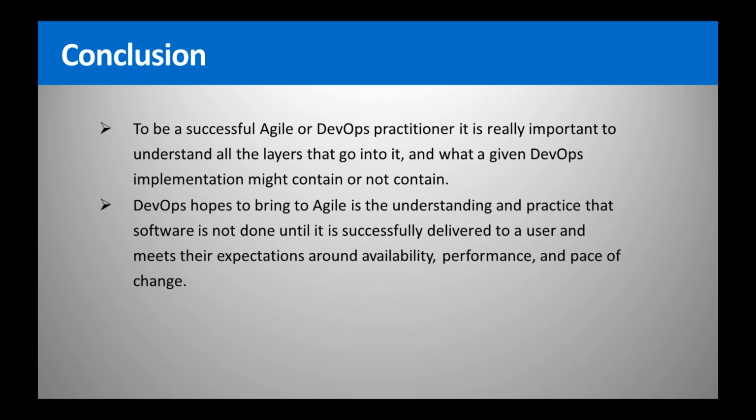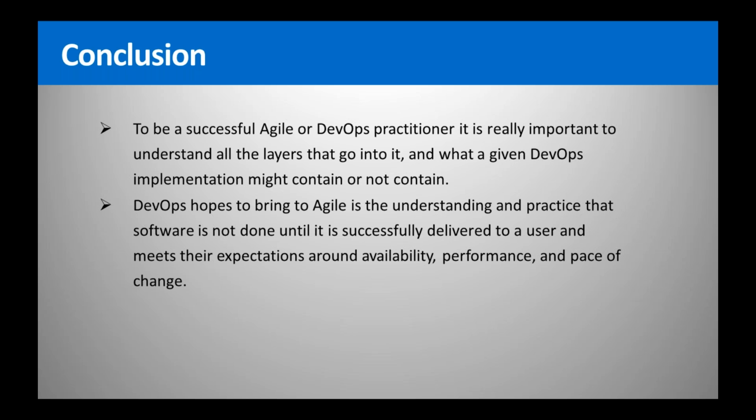Now, in the end, DevOps is a little tricky to define, just like its older brother Agile, but it is worth doing. Saying I do what the Scrum book says, so I am doing Agile, is as erroneous as saying I am using Chef, so I am DevOps, right? To be a successful Agile or DevOps practitioner, it is really important to understand all the layers that go into it and what a given DevOps implementation might contain or not contain.